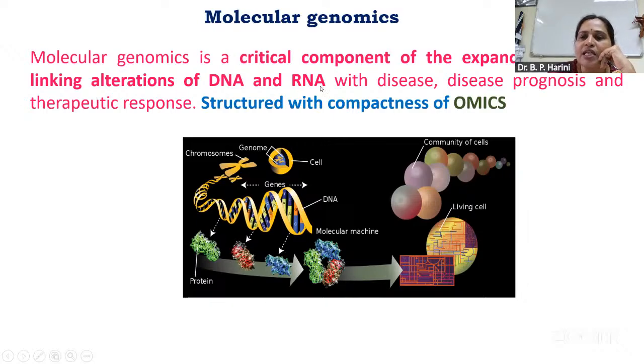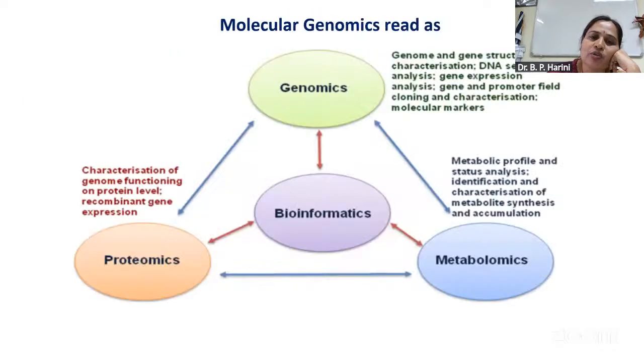So molecular genomics is a critical component of expanding databases linking alterations of DNA and RNA with diseases, disease prognosis, and therapeutic responses, which are structured with the compactness of omics. As you all know, genomics is followed by proteomics, then metabolomics and bioinformatics. All of these are read through bioinformatics. Genomics is read as a molecular genome, and all this put together is molecular genomics.